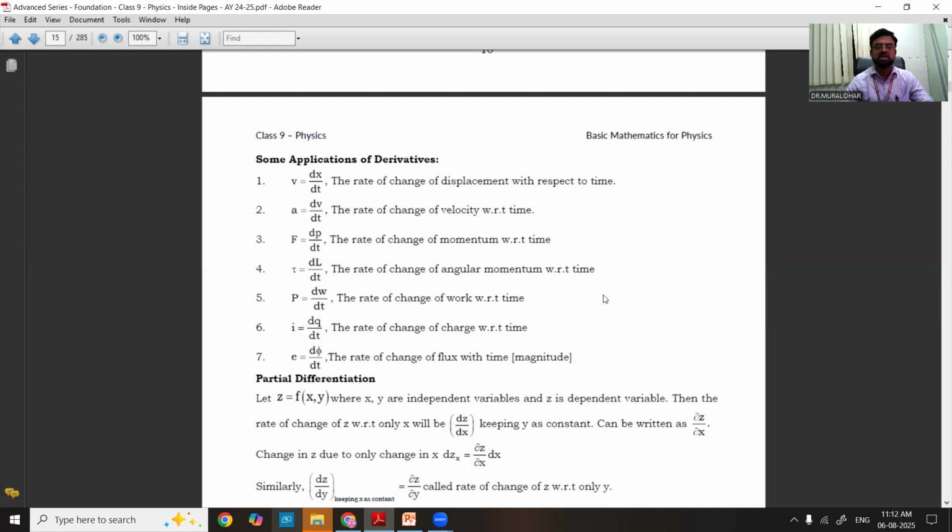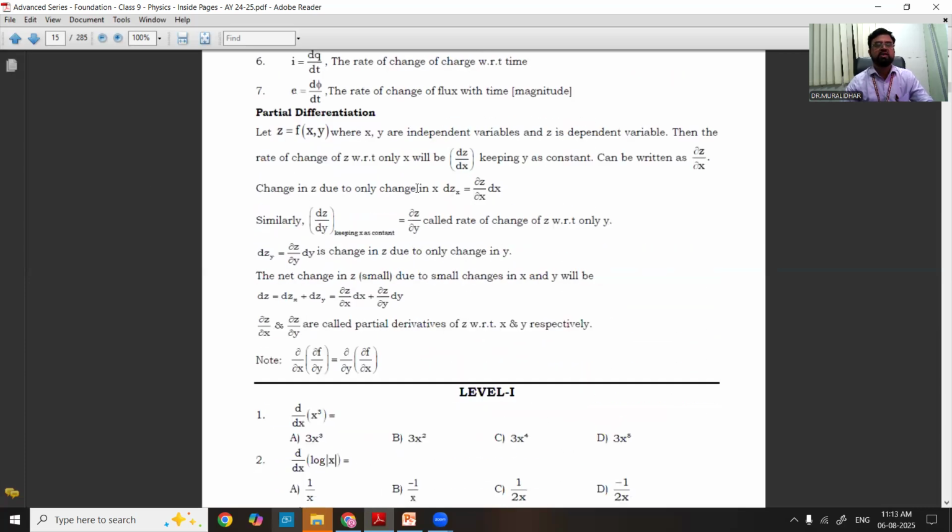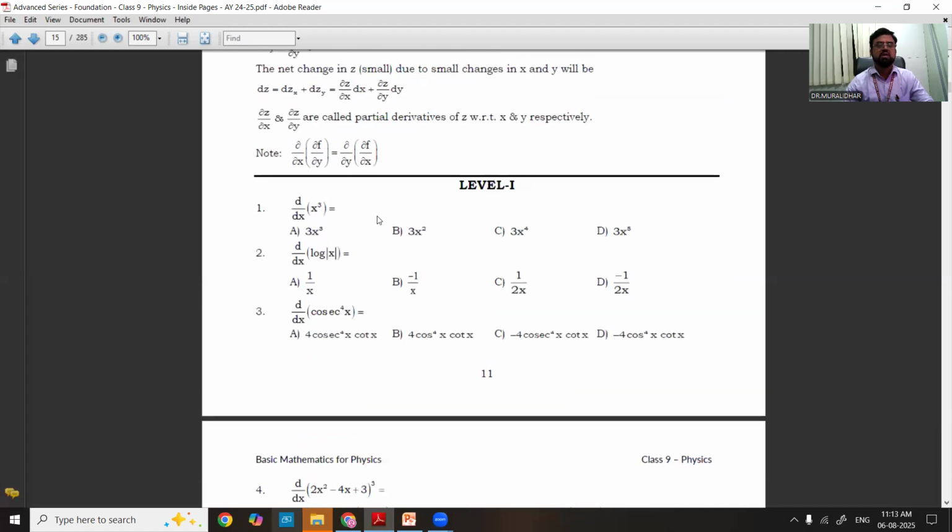The rate of change of charge, the rate of change of flux, the rate of change of velocity, the rate of change of momentum, which is called impulse. Okay, the rate of change of angular momentum, the rate of change of work done. All this comes purely under physics applications. In that there is x cube, 3x square you can write.